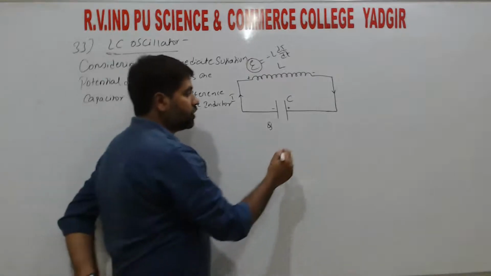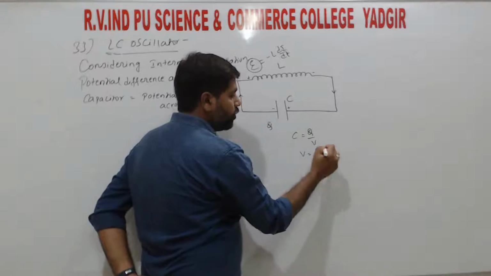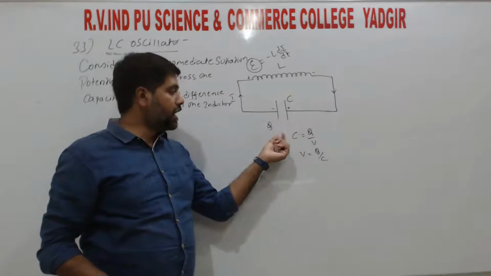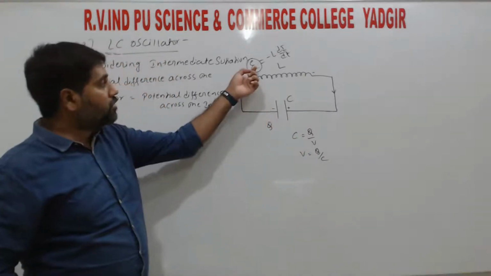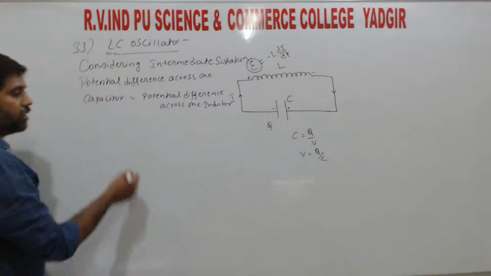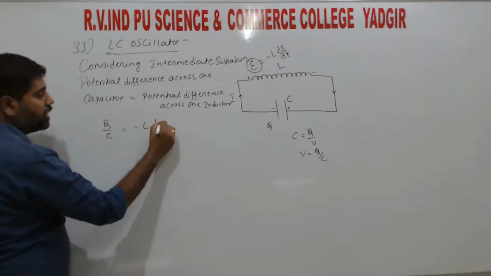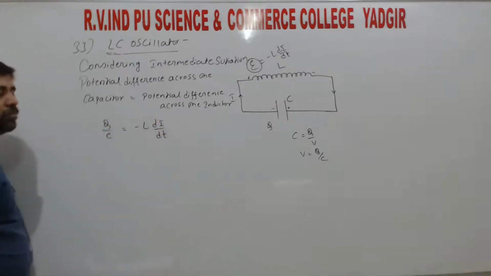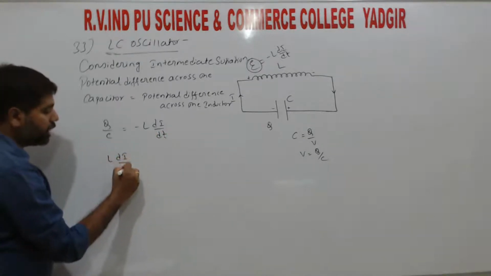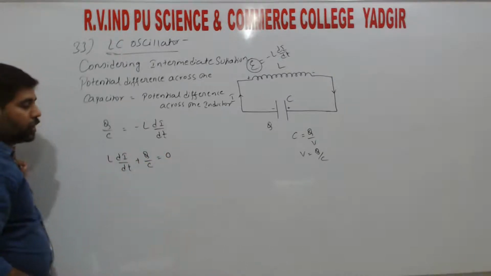So we know the relation for the capacitance is C equals Q divided by V. So V is equal to Q divided by C. So this is the potential across the capacitor having capacitance C and charge Q, right? The EMF induced in the inductor is E equals minus L di by dt. So potential difference V equals Q by C, that is equal to minus L into di by dt, right? So now if we shift to the RHS, L into di by dt plus Q by C is equal to 0, right?